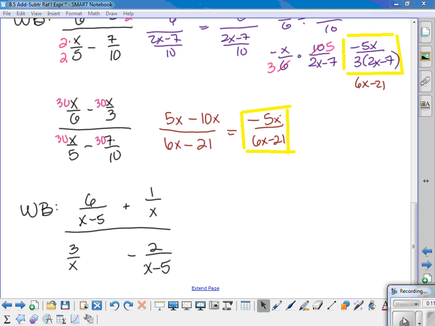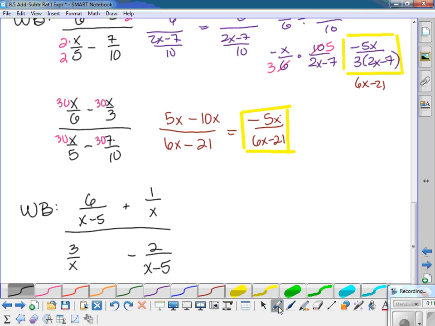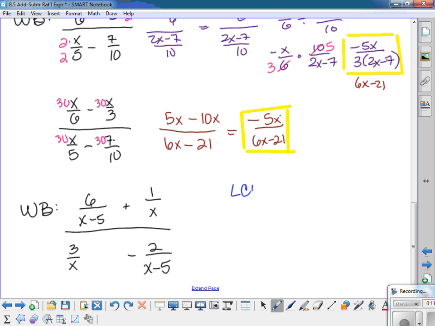Okay, all right, so this one is going to be easier if you multiply it by the LCD. What is the LCD on this one? X times x minus 5. So I'm going to multiply everything times x minus 5. And then you see what cancels out. Here the x minus 5s cancel out. Here the x's cancel out. X's cancel out, x minus 5s.